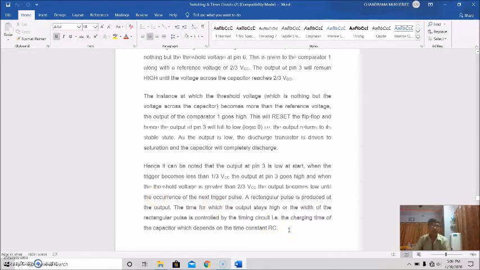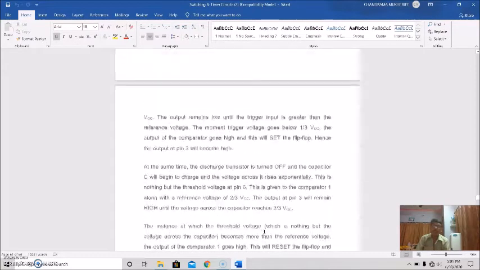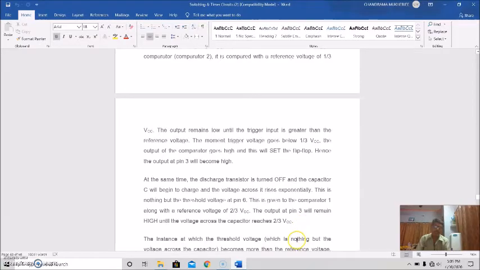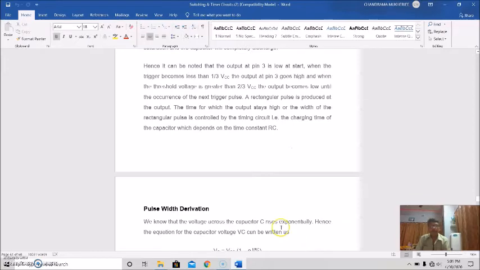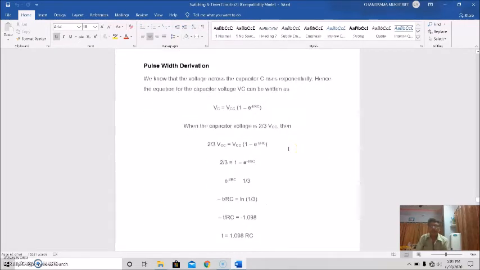A rectangular pulse is produced at the output, and the time for which the output stays high, or the width of the rectangular pulse, is controlled by the timing circuit, that is the charging time of the capacitor, which depends on the time constant RC of this RC network, which are the two extra components connected to the 555 IC timer to work it as a monostable multivibrator. Now, how can we get the pulse width?